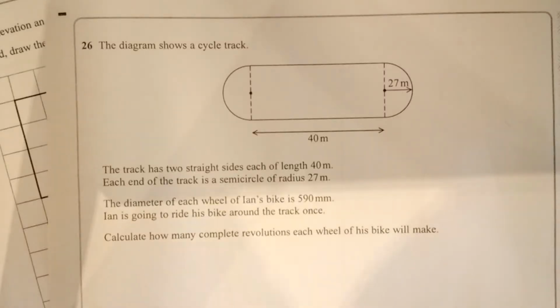The diagram shows a cycle track. The track has two straight edges of 40 meters. The end track is a semicircle of a radius of 27. The diameter of a wheel of Ian's bike is 590 millimeters. Ian is going to ride his bike around the track once. How many complete revolutions will the wheel of his bike make?